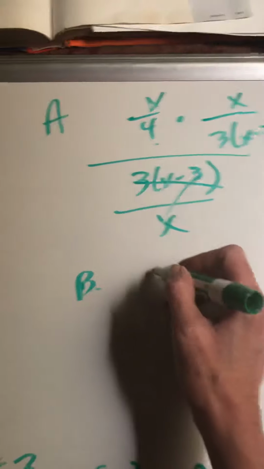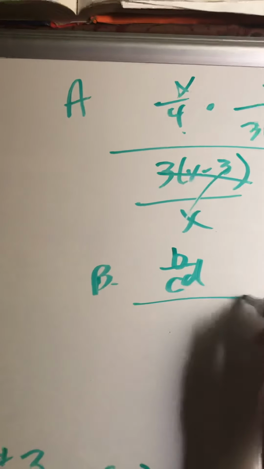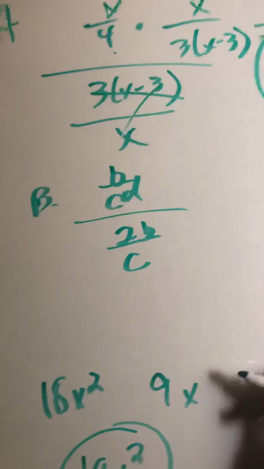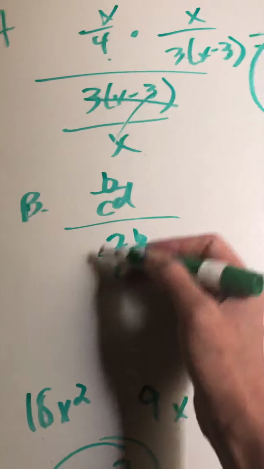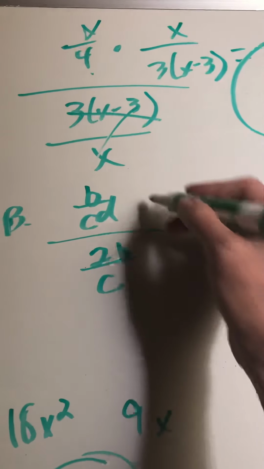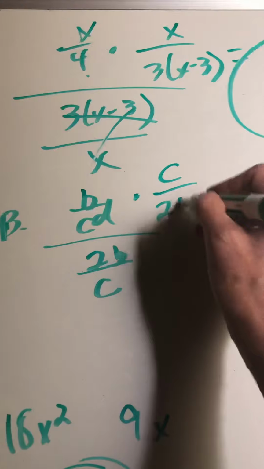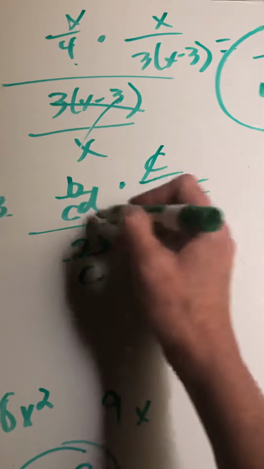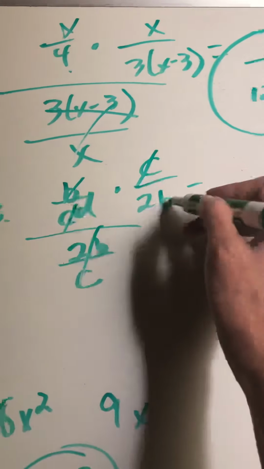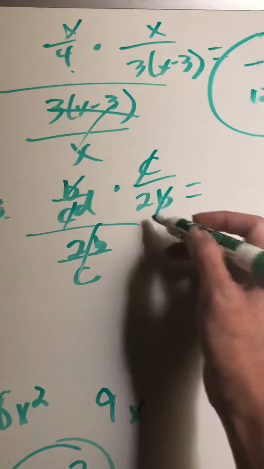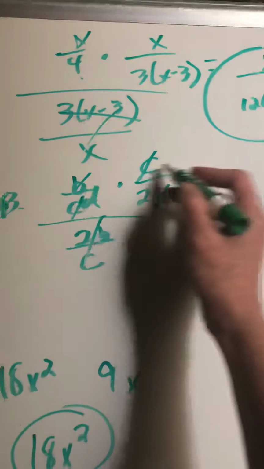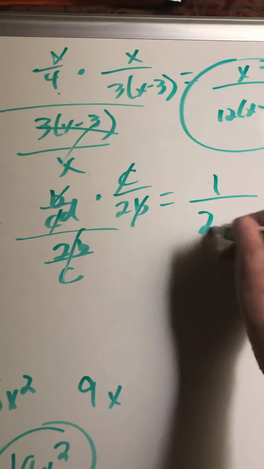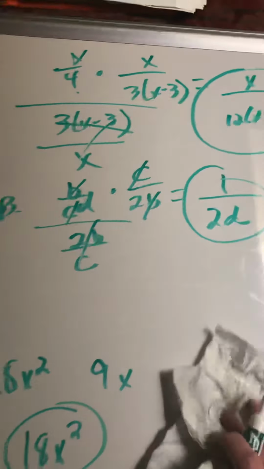Then on B, we've got b over cd, and we're dividing that by 2b over c. So then again, I multiply by the reciprocal of the denominator. So I flip it to be c over 2b. And then I cancel whatever I can cancel. So it looks like my c's cancel and my b's also cancel. So this is a good one for me to show you, to remind you that if everything's gone on the top, there's a 1 left. And then I've got a d and a 2 in the bottom. So 1 over 2d is your final answer on that one.